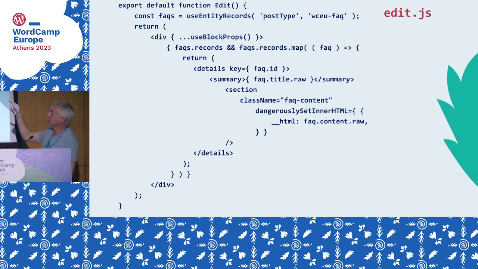And if you do put a console.log, you'll see that initially it'll say isResolving is true and the records array is empty. And eventually isResolving changes to false, hasResolved changes to true, and your posts are then in the records property in an array. So we're checking whether there's anything in FAQs.records. If there is, then we're going to use the JavaScript array.map function to iterate over them and just return the title and the content in a details summary element, just like render.php does and the original shortcode function does.